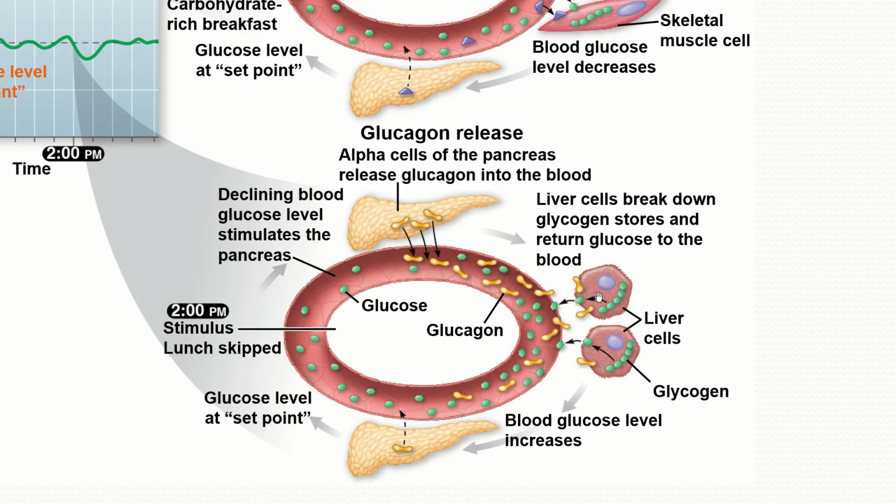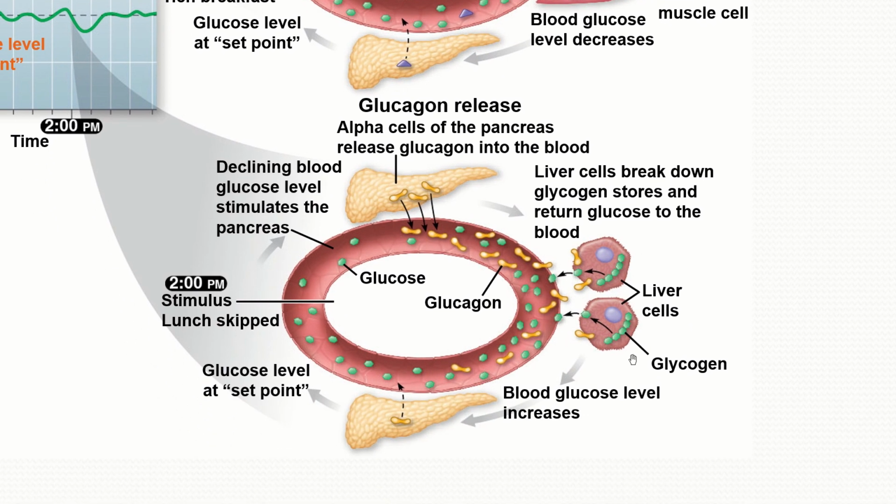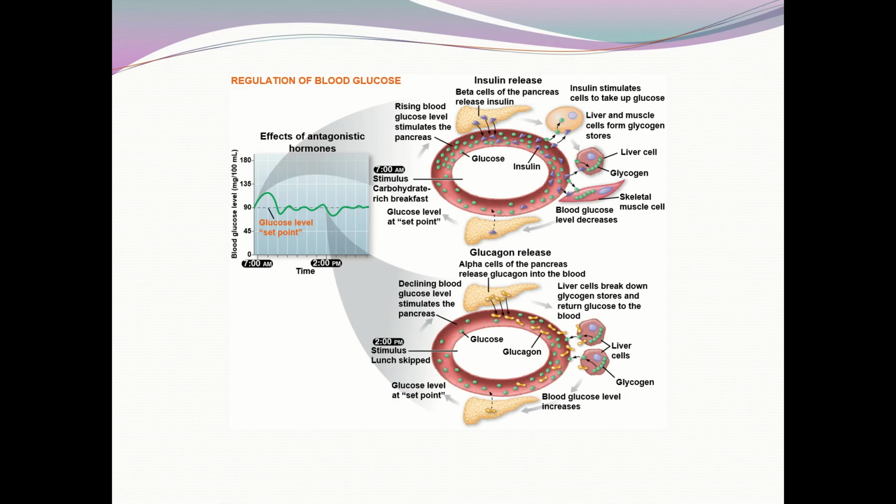The muscles are going to hold on to their glucose stores as long as they can. They're not going to give them up for the rest of your body, but the liver cells will. And so as the liver cells give up their glycogen at the behest of glucagon, blood glucose levels will increase and glucose will return to its set point. And this will continue to cycle as blood glucose homeostasis is maintained.